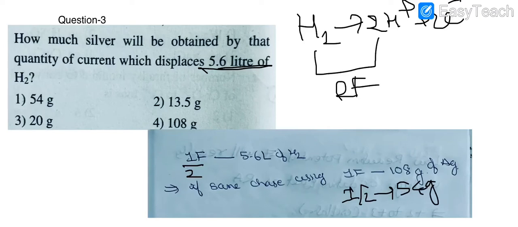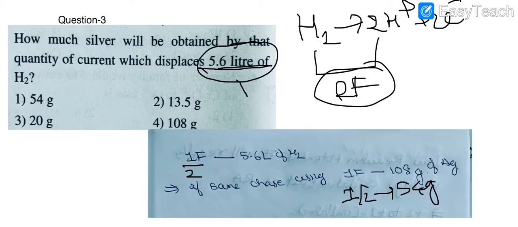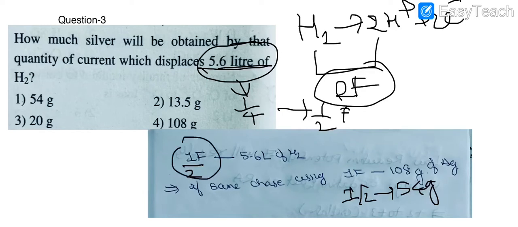So first we are finding how much electricity is required for 5.6 liters. We get 1 mole, 2 Faradays. This is 1 by 4 mole, so how many Faradays are required? 1 by 2 Faradays are required. So 1 by 2 Faradays for 5.6 liters. Now we know the electricity. By using that, we have to find how much silver will be deposited. 1 Faraday means 108 grams. Now how many Faradays are there? 1 by 2 Faradays, so 54 grams will be deposited. So option 1.